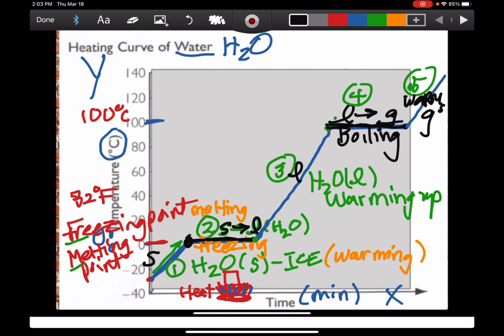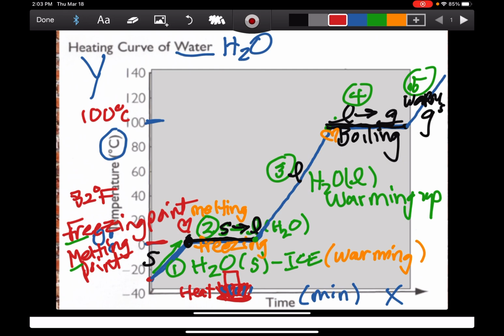So at what point is boiling taking place? Right here. At what point is melting taking place? Right here at 0. And would this require energy, or in other words, would you put in heat or would you take away heat?